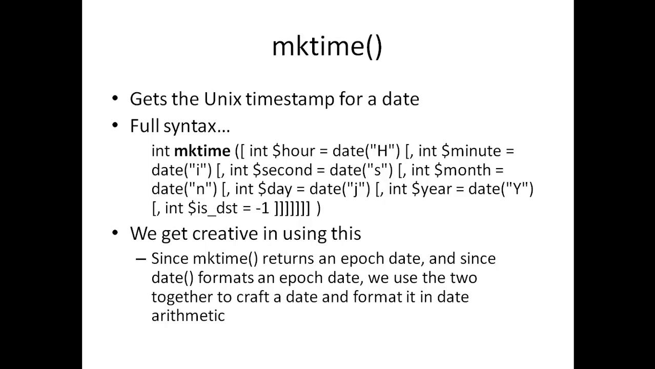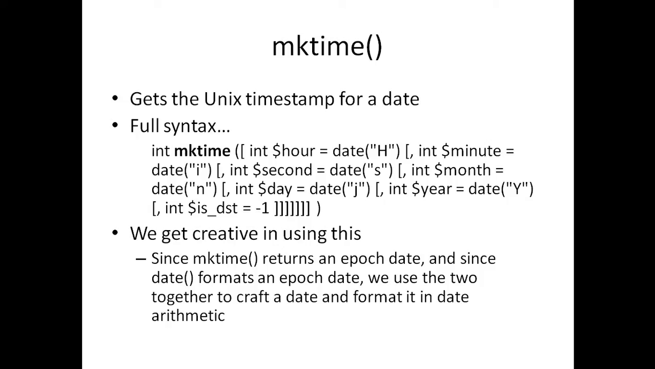Make time is another cool function. Make time gets the Unix timestamp for a date. So the full syntax is this: it returns an integer, the timestamp, and you can optionally pass it hour, minute, second, month, day, year, and whether or not it's daylight savings time. It shows you what PHP date format string each of the individual variables defaults to, and this is the way that you can get an epoch time for a particular date.